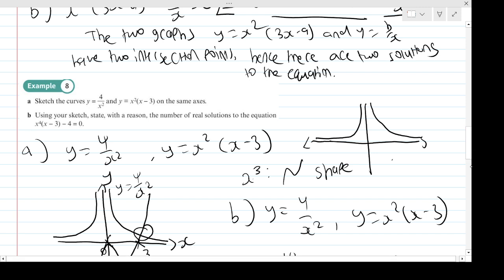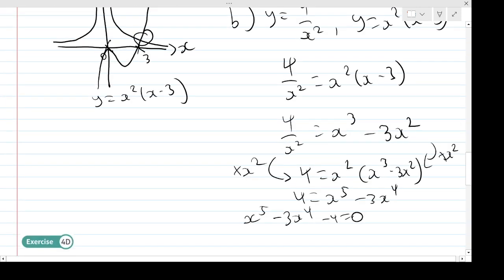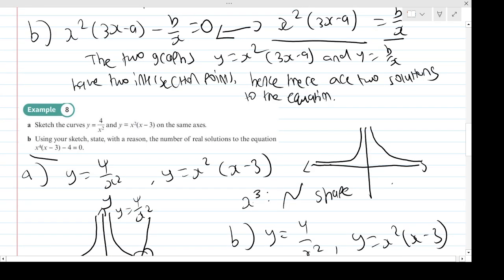Let's see if I can factorize this part here. I can see x to the 4 is common in both, so I can say x to the 4 of x minus 3 minus 4 equals 0. How does that compare? Well, it's exactly the same now. I get x to the 4, x minus 3 minus 4 equals 0.